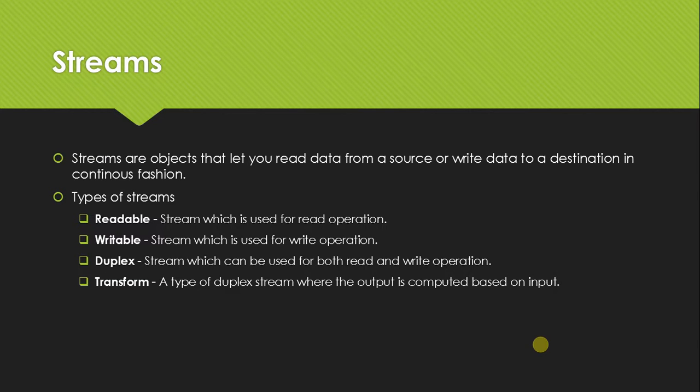First one is a readable stream. This is a stream which is used for a read operation. Next one is a writable stream. This is a stream which is used for write operation. Next is duplex. This is a stream which can be used for both read as well as write operation. And another type of stream is transform. It is a type of duplex stream where the output is computed based on input.